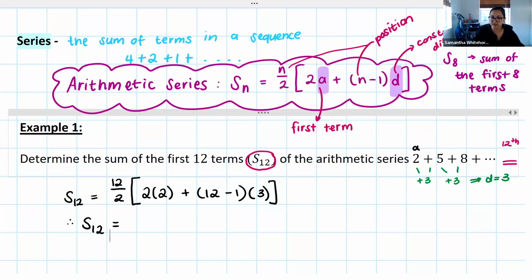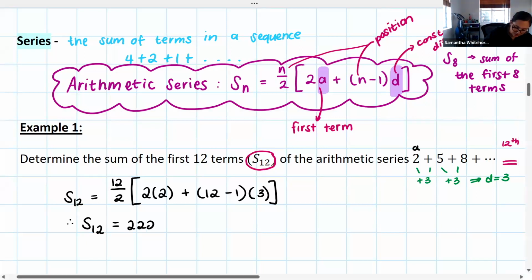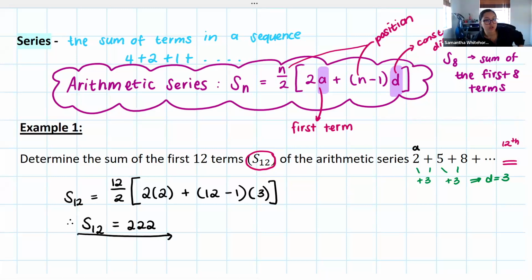Nice, guys. Loving the answers coming through. Amazing stuff. Awesome. So exactly as you guys have said, it's 222. So this is why the formula is so nice. You don't need to know all the values of those 12 terms. You just need to know the first term and the constant difference.